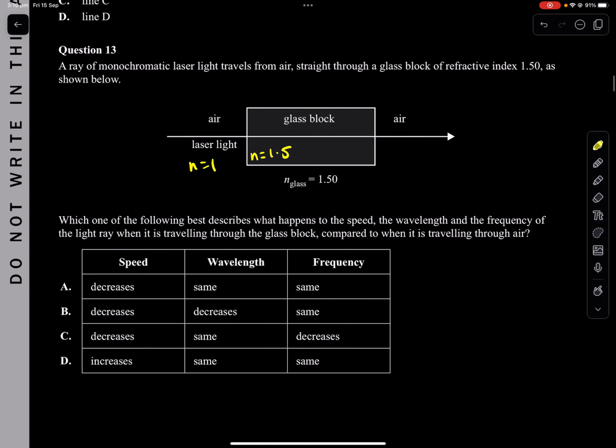So let's just have a look at the frequency table. Here it says decrease. Absolutely wrong. Just take that off. Okay, let's literally look at this. Now, if a light's going through air and it's going through a higher value of n, what happens? Well, its speed decreases because it's like it's going through something thick. So the actual velocity decreases. So speed decreases. So D is wrong.